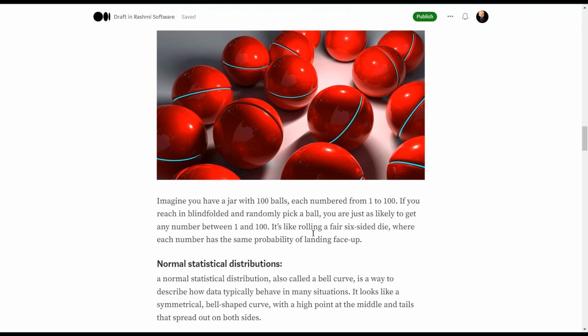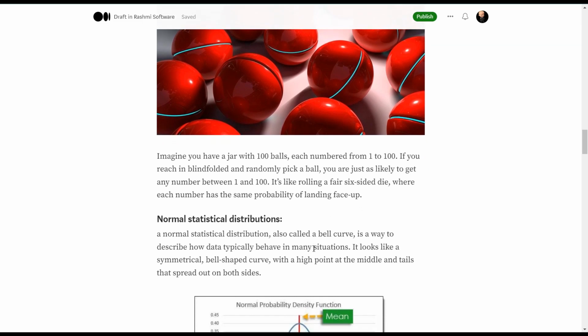It's like rolling a fair 6-sided die. You can say it's like a Ludo game. In the Ludo game, we throw a fair 6-sided die. It's like that, where each face has the same probability of landing. Means when you pick a ball between 1 to 100, it can be any one, and its probability of landing is the same.